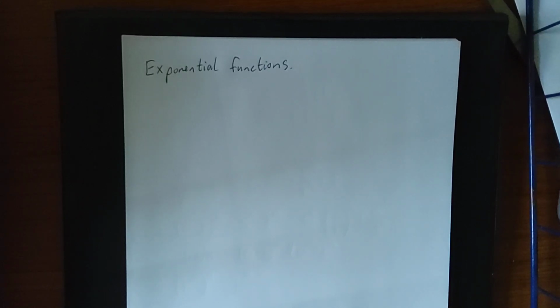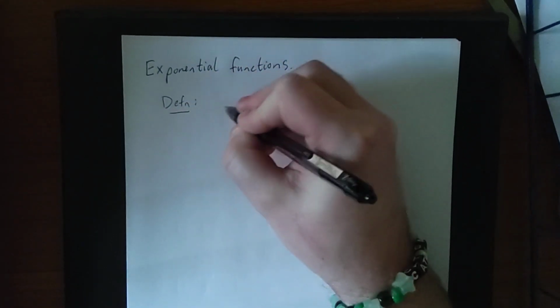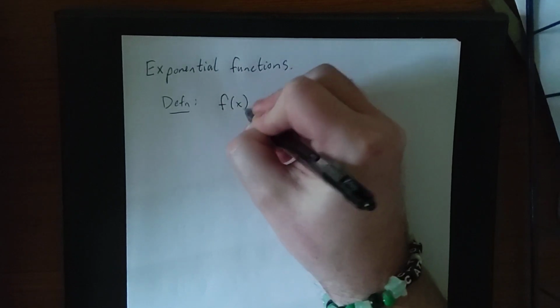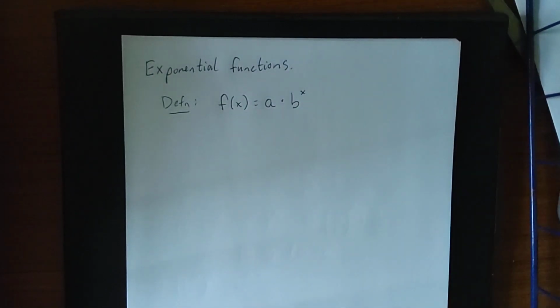Now that we've had a chance to review some properties of exponents, we can introduce the concept of an exponential function. An exponential function is one that takes on the following form. This will be f of x is equal to a times b raised to the x power.